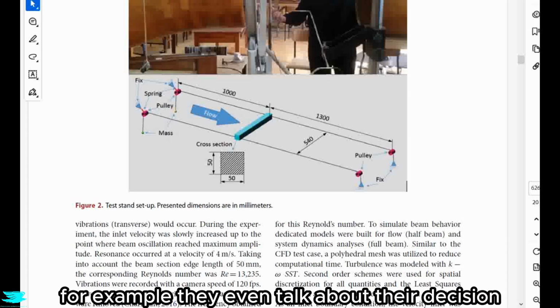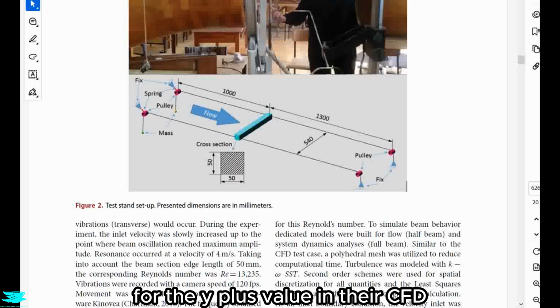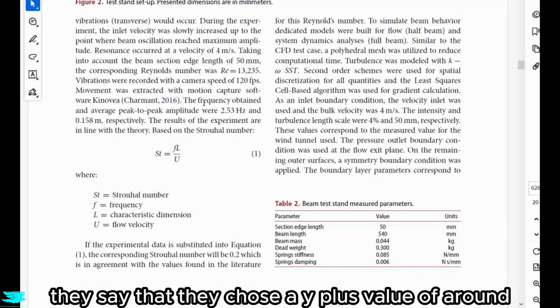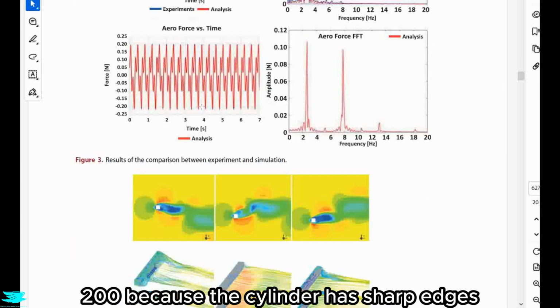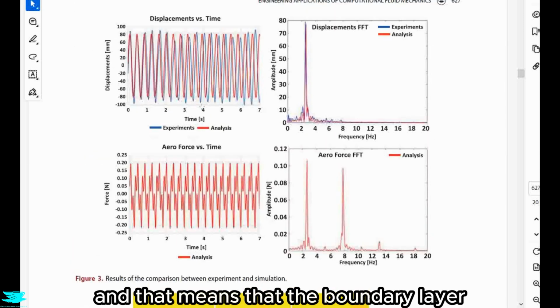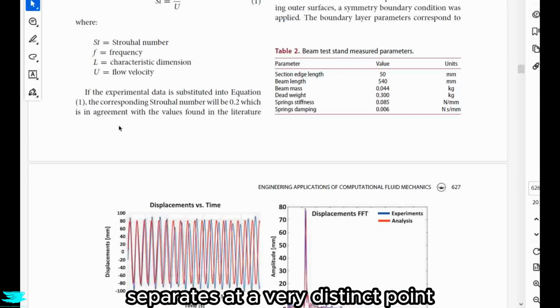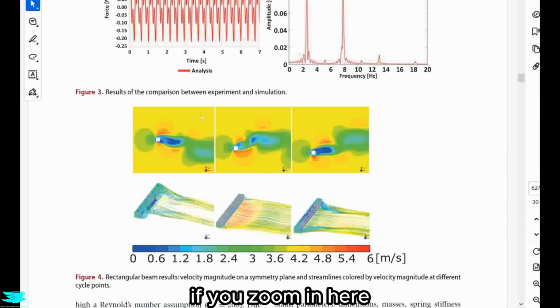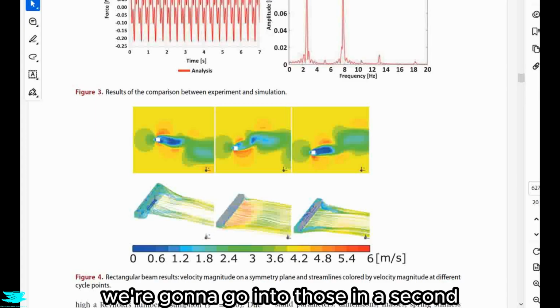For example, they even talk about their decision for their Y plus value in their CFD for this particular cylinder. They say that they chose a Y plus value of around 200 because the cylinder has sharp edges, and that means that the boundary layer separates at a very distinct point at the edges. So let's see these actual results here. If you zoom in here, we're going to go into those in a second.